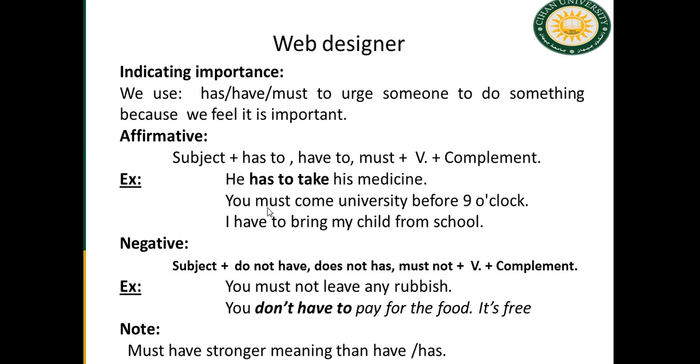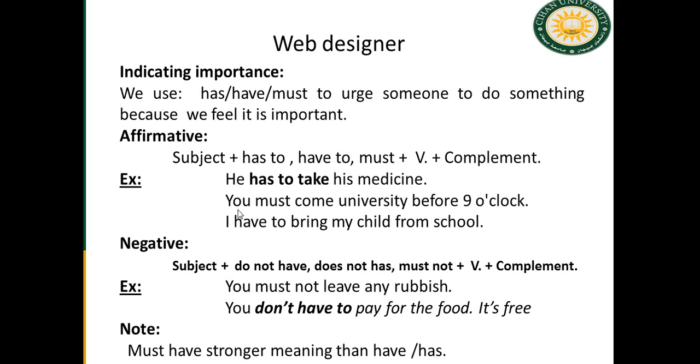Now here the word is must. You could use have. Okay, you have to come, or you must. Now must is stronger than have to. If you didn't do the sentence with have to, that means you will face difficulties, but small difficulties, not big difficulties. But with must, if you didn't fulfill the sentence, you will get very big difficulties. For example, you must come university before 9 o'clock.